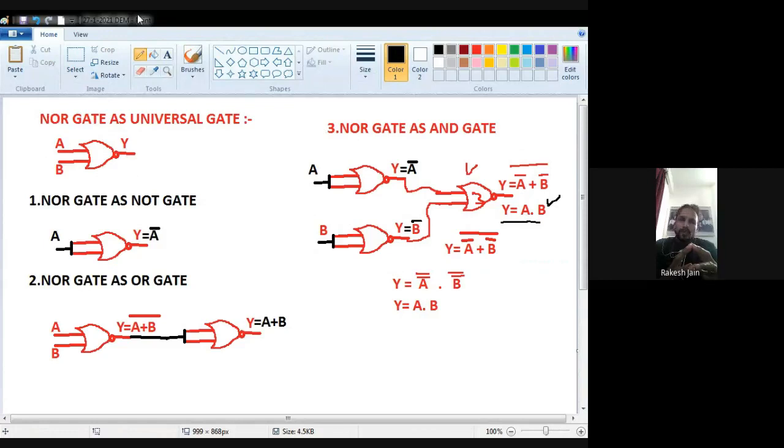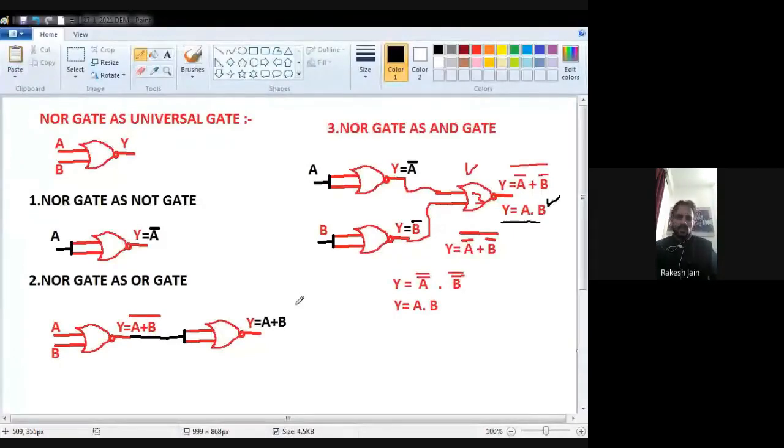Now I am going to teach you how a NOR gate behaves as a NAND gate. So first of all, once again let me repeat these three gates. If we just connect both the inputs of a NOR gate, then it will behave as a NOT gate. And if at the output of a NOR gate we connect a NOR gate as a NOT gate, then this is known as NOR gate as an OR gate.